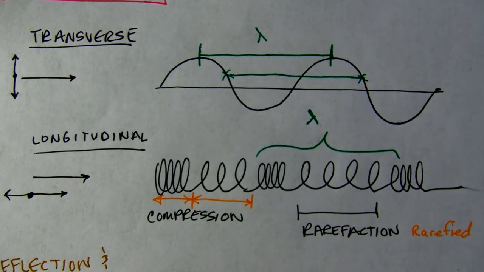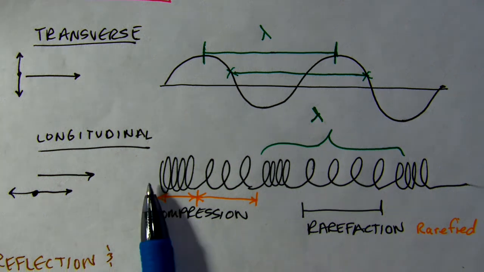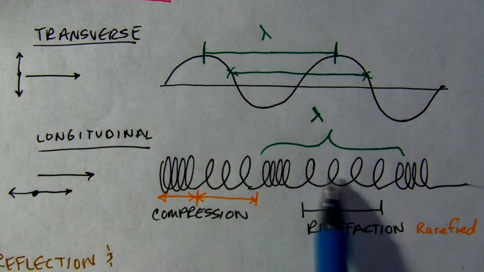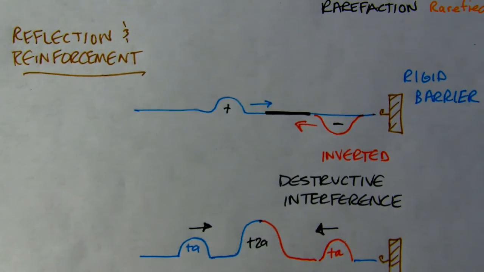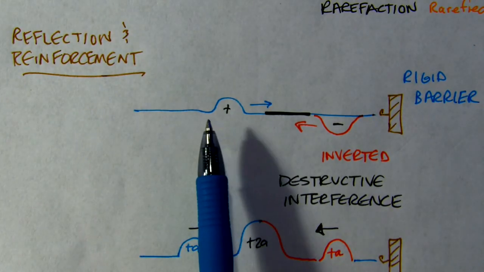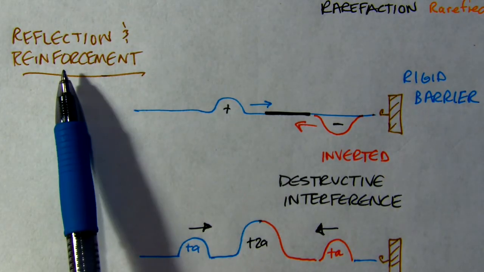But it turns out that it works out much better when we're drawing these out. So there's a compressional wave here and a rarefaction, right? This is actually how sound works. It's like a slinky, right? But the transverse waves are much easier to explain the concept of reflection and reinforcement.